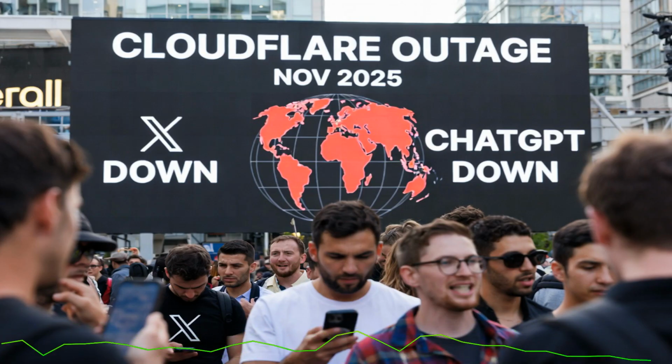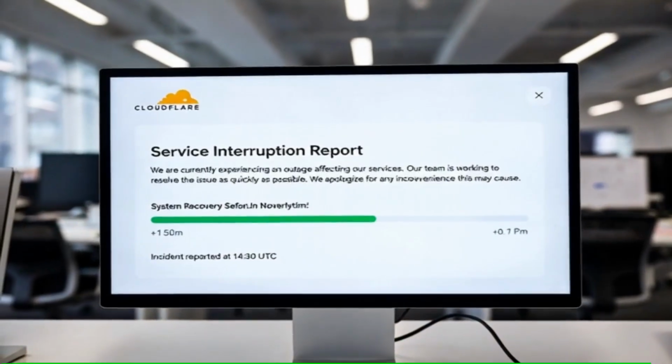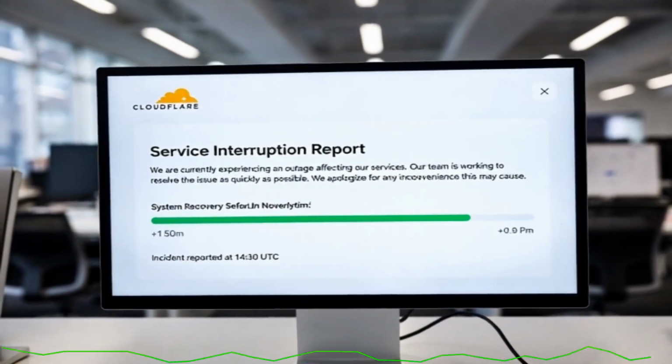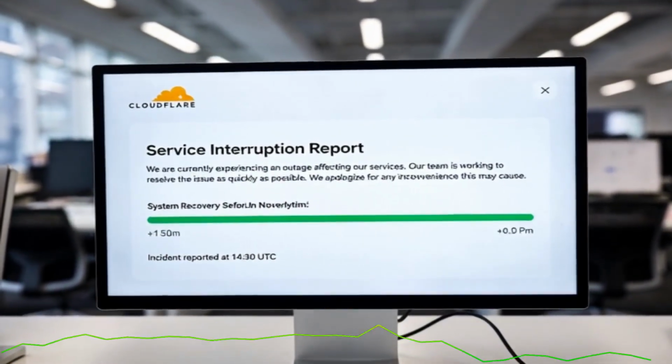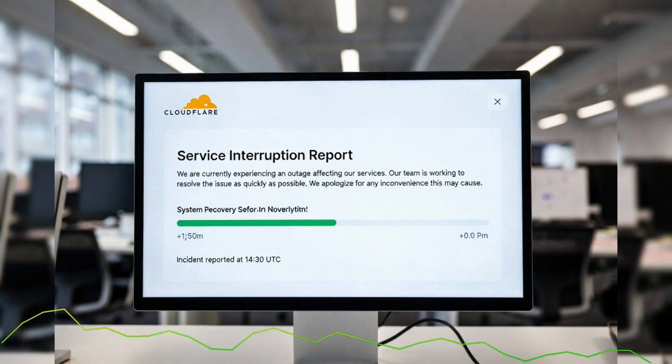I've linked the full technical postmortem in the description below. I highly recommend reading it. It's dense, but it's one of the best pieces of technical writing on distributed locking you will find this year.